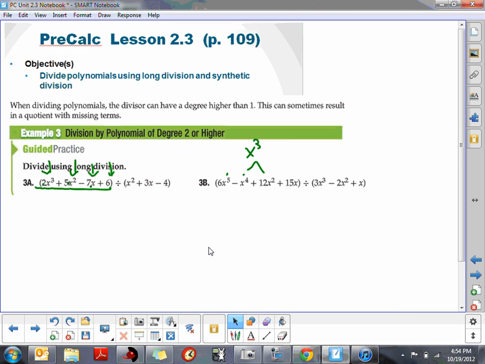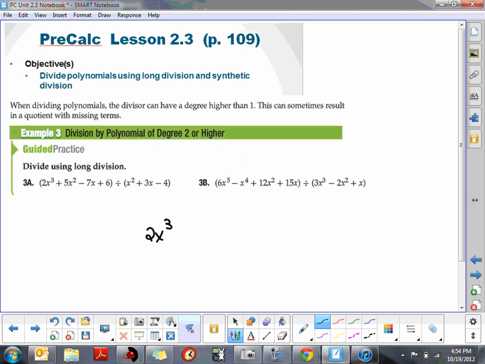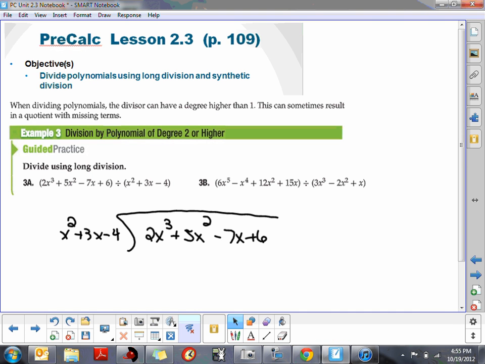So we're going to clear the board, and we're going to start with our long division. So I want to take 2x cubed plus 5x squared minus 7x plus 6, and I want to divide it by x squared plus 3x minus 4. Don't change your process. The process is the same. You think about, what do I take x squared times to get a 2x cubed? And that's going to be a 2x.